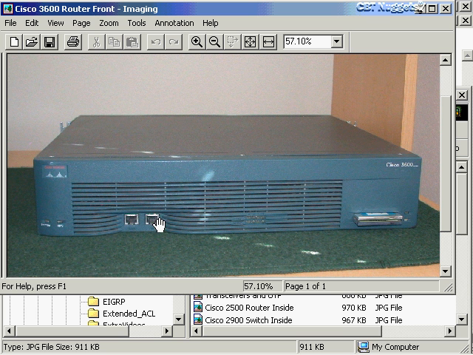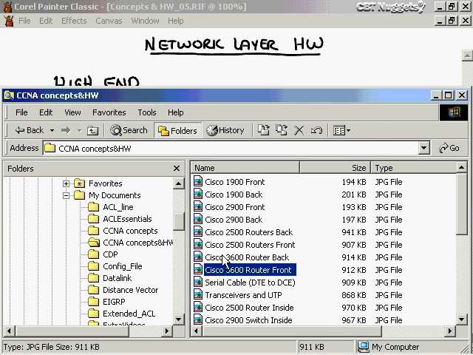And then also we have a form of memory that can be inserted here. These cards are PCMCIA cards, the small credit card looking cards. They contain memory, and the specific memory that they have is called flash memory that you can put into a 3600 router. All right, now let's look at the back side of this same device.